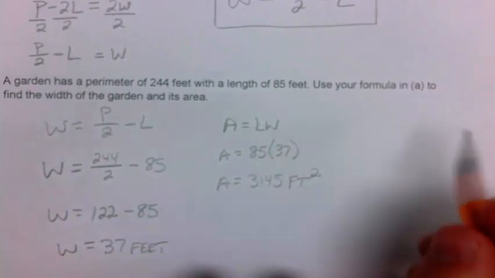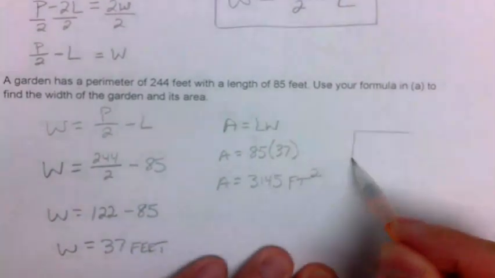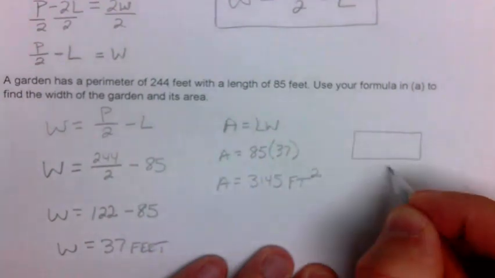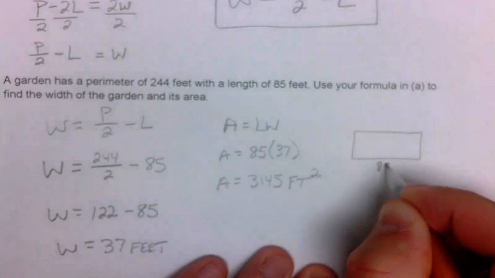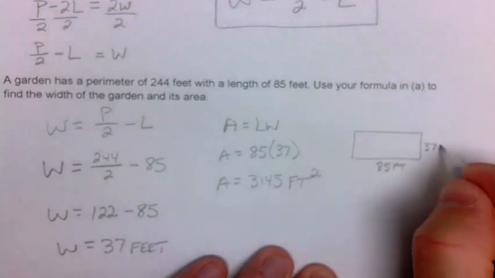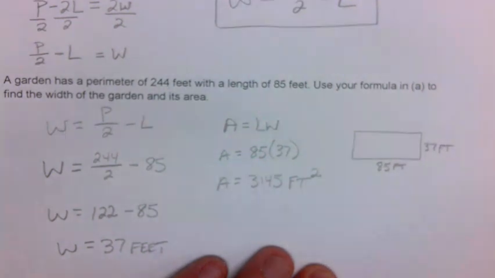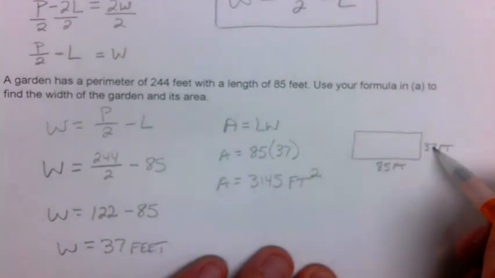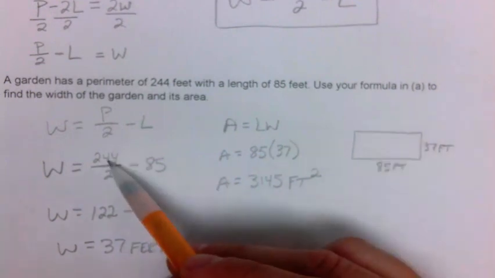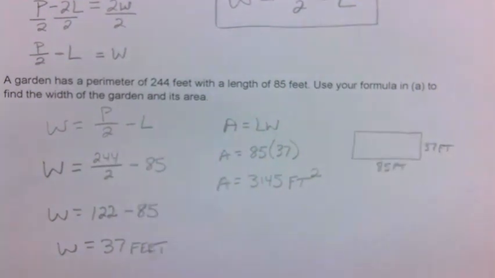Okay, so we can have a picture, something like that, of our garden, where we know that this is going to be the length measurement of 85 feet, and this is going to be the width of 37 feet. And again, 85 plus 37 plus 85 plus 37 is 244 for the perimeter. So this is what our picture would look like for this example.